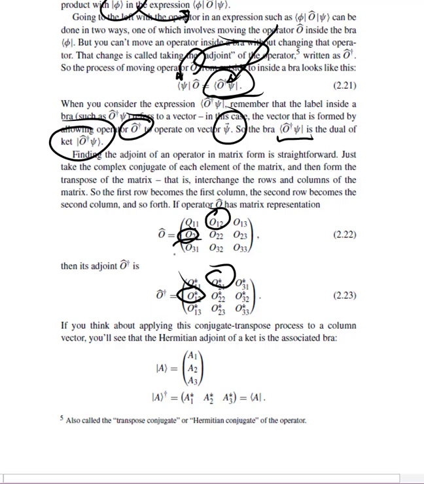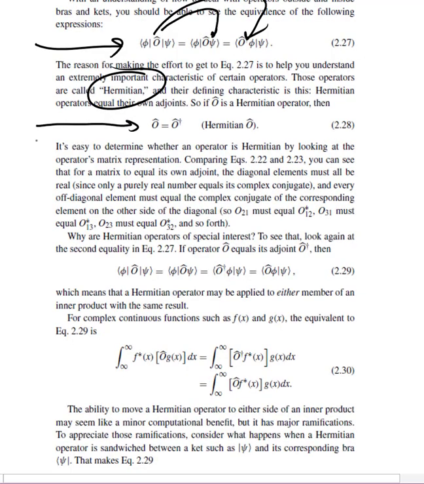You can see that here, where O31 equals O13 star and O23 equals O32 star. That's summarized in that paragraph. But why are these of special interest? What's so great about an operator that equals its own Hermitian adjoint?